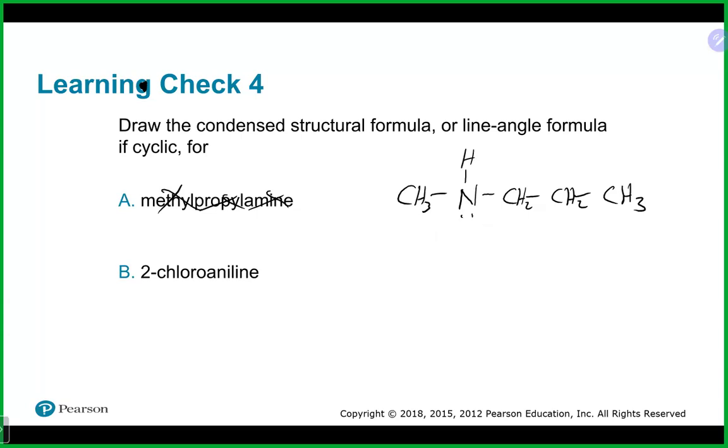Now we have 2-chloroaniline. So aniline, once again, is the benzene ring that has the amine group on it. Is the chlorine attached to the nitrogen? It is not. Here we see a number, right? So the number indicates that it's actually attached to a carbon. So we always use numbers with carbons. If it was attached to the nitrogen, it would say N, right, instead of the number.